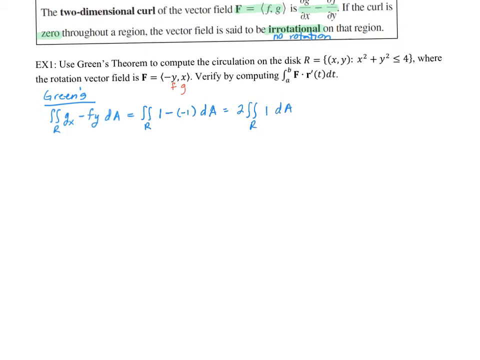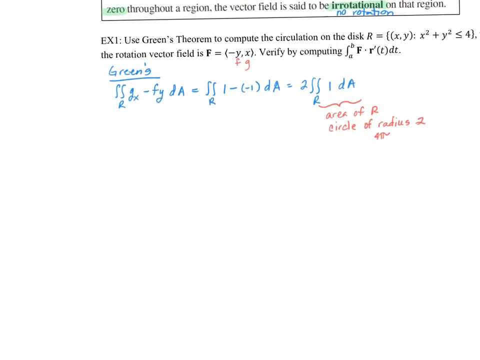So remember, this is a double integral with an integrand of 1. This represents the area of our region R. And that happens to be a circle of radius 2. So if I compute the area of a circle of radius 2, that's going to be 4 pi.